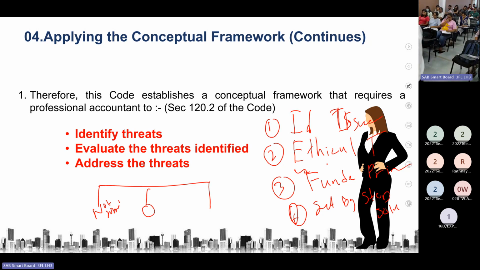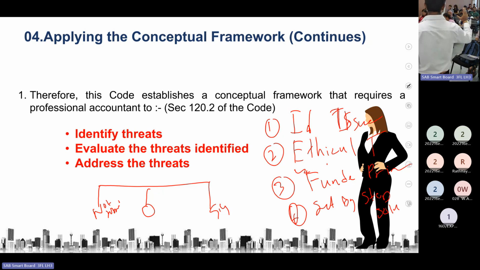And if at that point also it is not workable, then it will become a significant threat. Then what you can do? You can decline your work. So these processes need to be there in your answer. So when you are writing the answer, these 4 processes you need to follow.